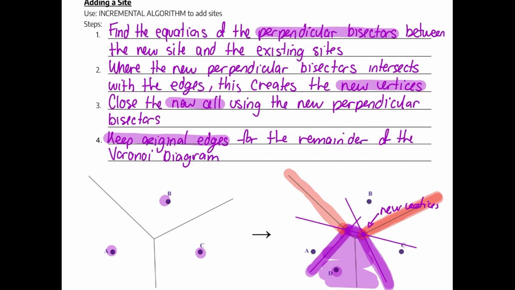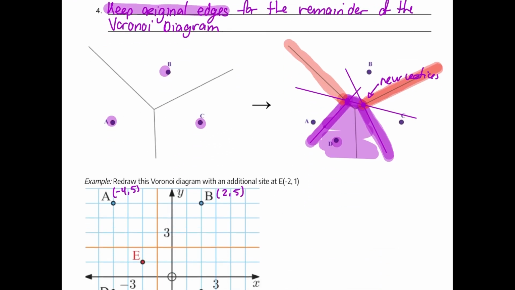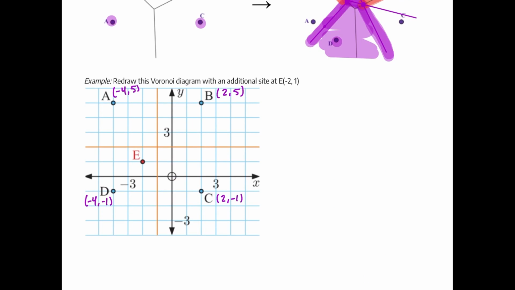Let's do an example to try and make sense of all of these steps together. So this is going to be our example. Redraw this Voronoi diagram with the added site E. So the orange lines that you see here are the initial lines for a Voronoi diagram involving points A, B, C, and D, right? So A and D are creating a vertical line, so it's normal that its perpendicular bisector is a horizontal line, and then A and B are a horizontal line if we connect them together, so therefore their perpendicular bisector is in fact a vertical line.